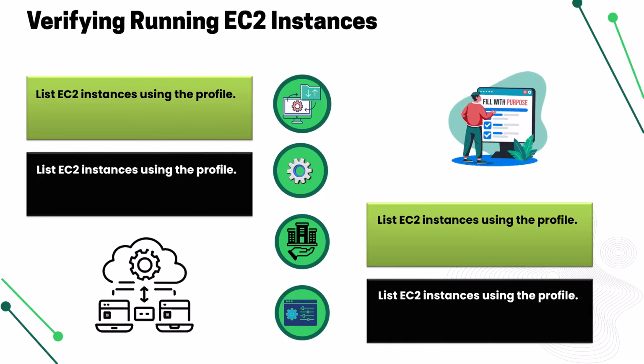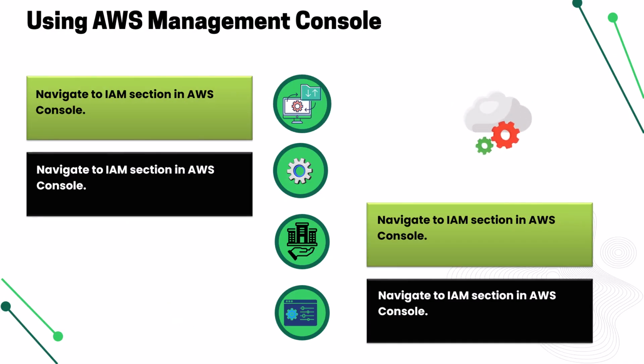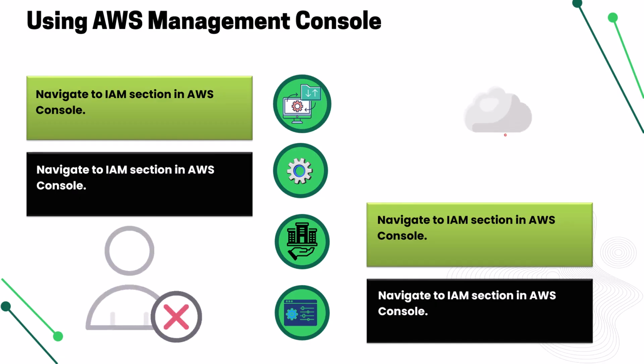Before pulling the plug, check which EC2 instances are using the profile. You don't want your production server screaming for help because you deleted its lifeline. A few clicks now save many headaches later. The AWS console makes profile deletion simple: click, detach, delete. But watch out, AWS doesn't have a magical undo button. Verify everything twice, then hit delete once.